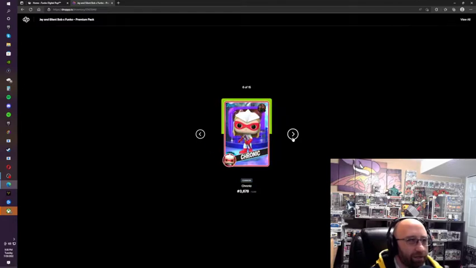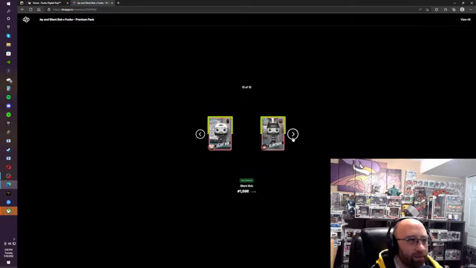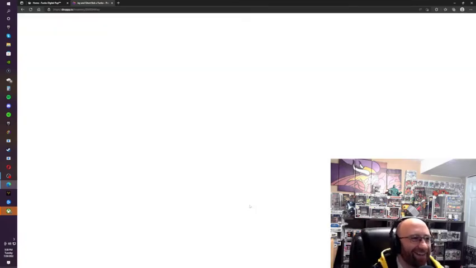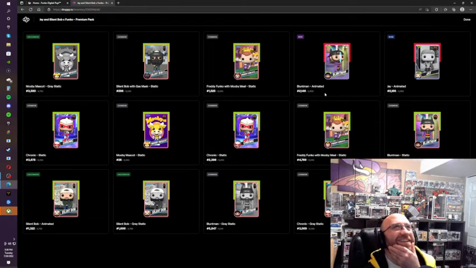Common, chronic. Movie mascot, common. Chronic, common. Freddy Funko, common. Blunt Man, common. Silent Bob, uncommon. Silent Bob, uncommon. Blunt Man, common. Chronic, common. Jay with no pants, uncommon. Ah! $60 and I didn't get anything.